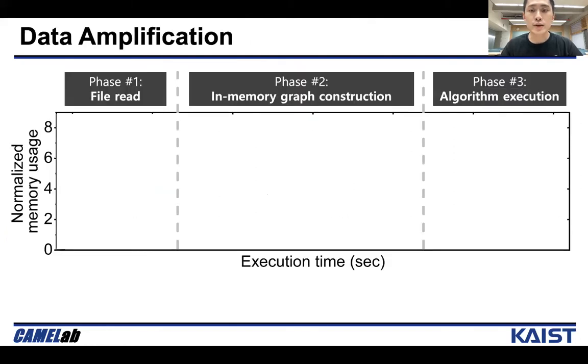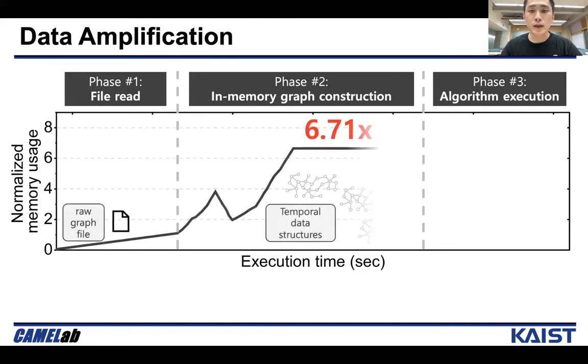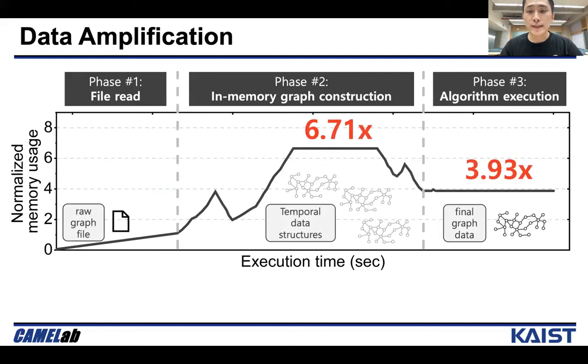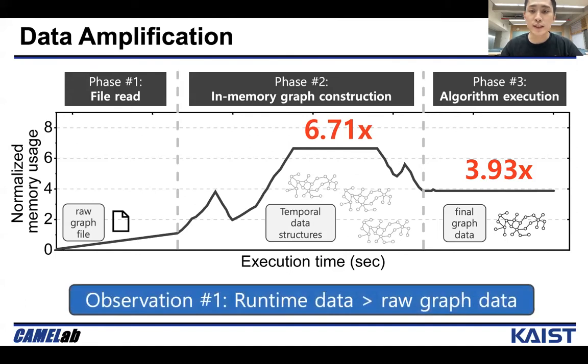Here is the data that shows the memory footprint while running a graph application. We found that during the graph construction phase, memory requirement becomes 6.71 times greater than what the original graph requires. Also, in the algorithm execution phase, the final graph data requires memory space which is 3.93 times larger than the original data. So here is our first observation. The runtime memory requirement is much higher than what we expect.